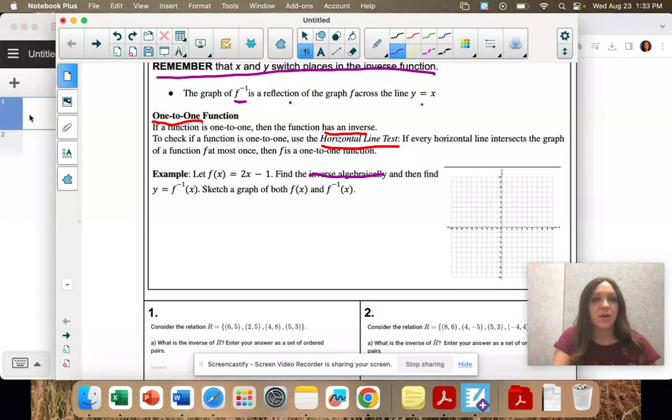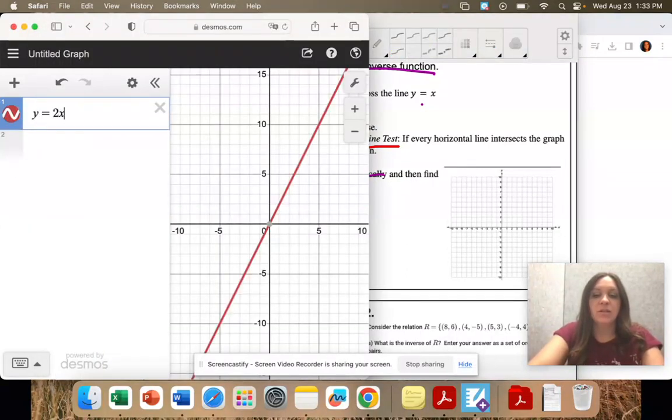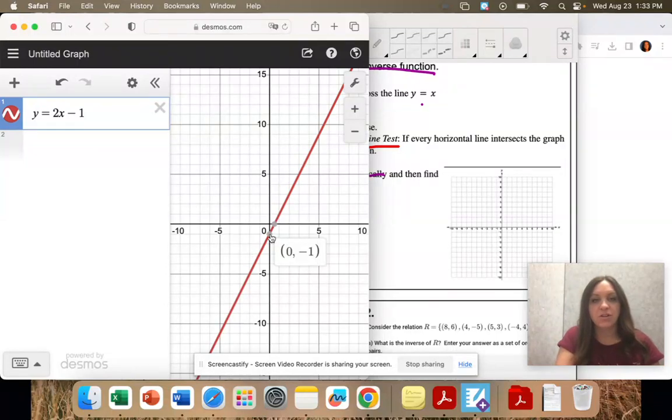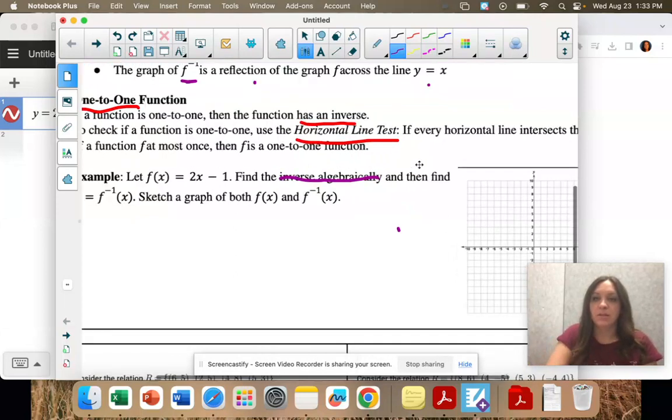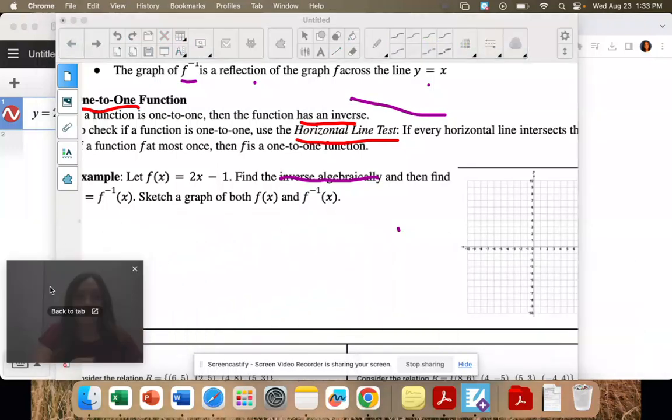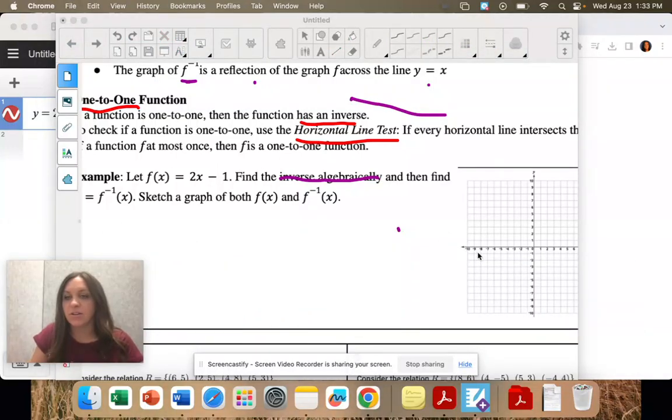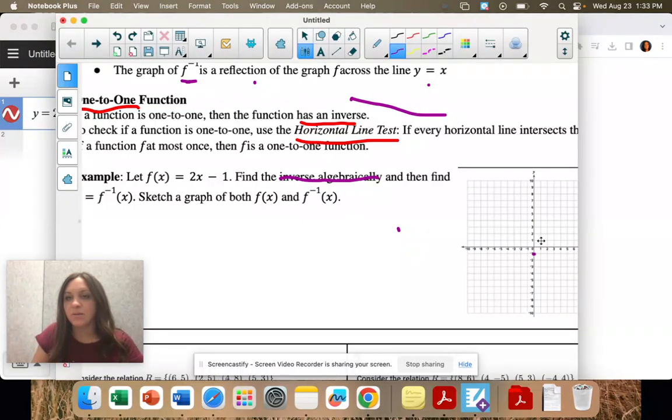So y equals 2x minus 1. Remember, this is mx plus b. You start at -1. I'm just going to make my graph a little bigger. Okay, so we're going to start at -1 and then go up 2 over 1, up 2 over 1, up 2 over 1. And that continues, and we have a graph. So that graph is, if I could draw a straight line, f of x.